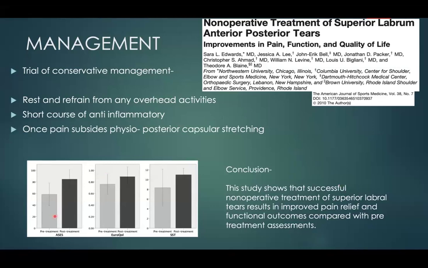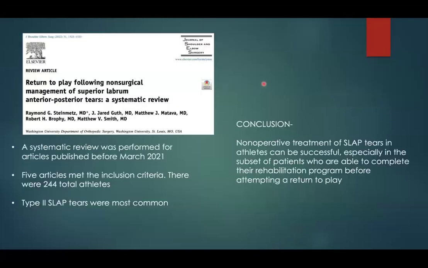As we can see in this bar diagram, there is improved shoulder functional outcome scores as compared to before. This study concluded that successful non-operative treatment of superior labral tears results in improved pain relief and functional outcome compared to pre-treatment assessment.